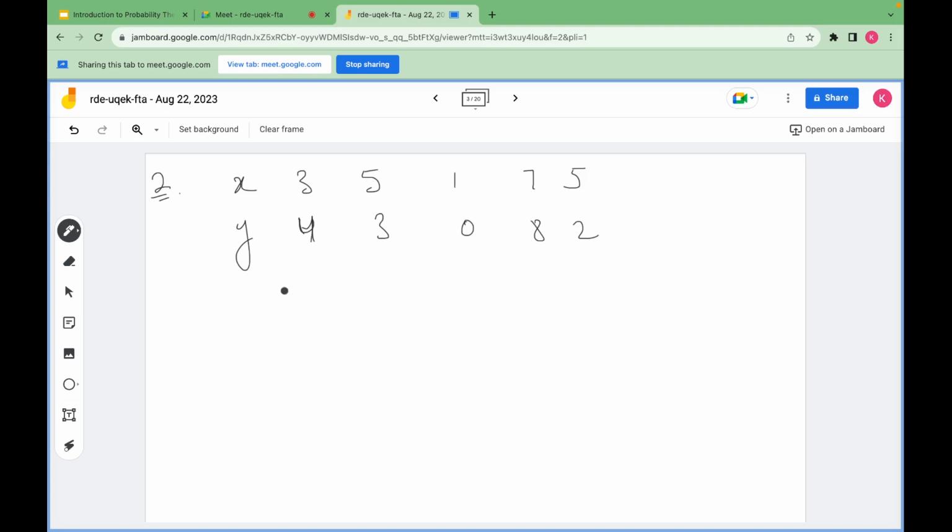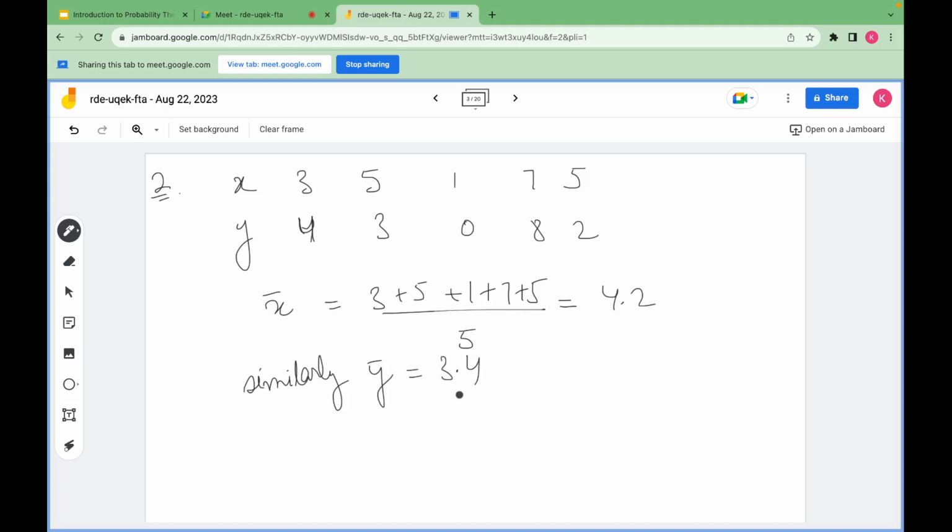So from here we can find the average for x, which will be 3 plus 5 plus 1 plus 7 plus 5 divided by 5. This will be 4.2. Similarly, we will calculate y bar, which will be 3.4.